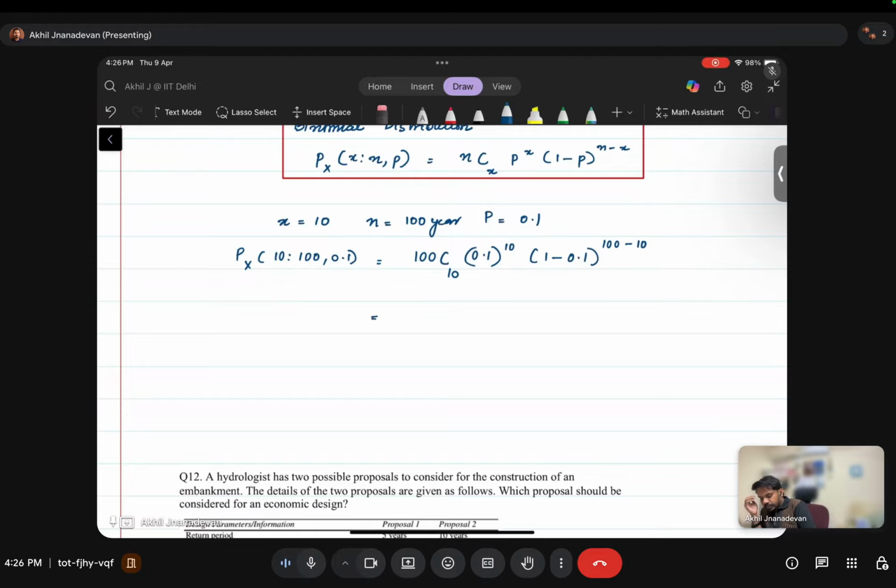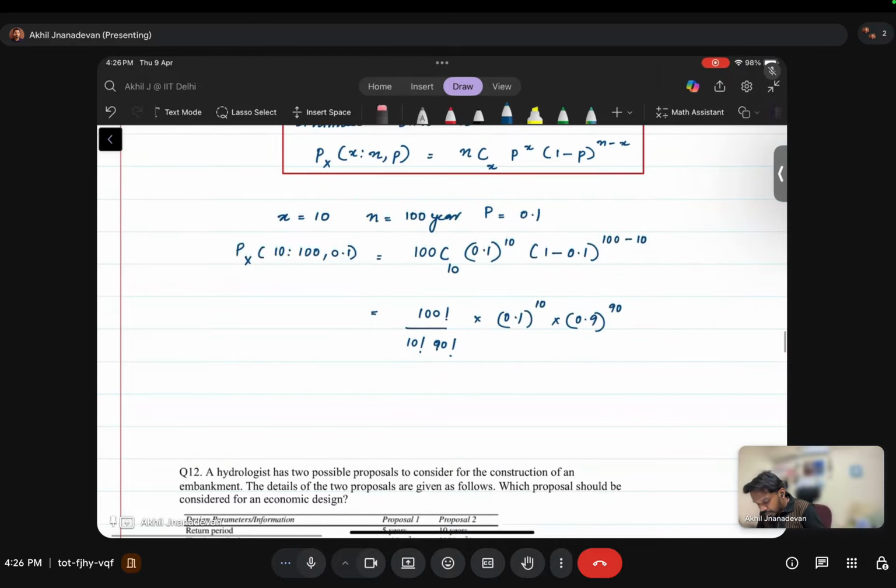So NC10 is nothing but n factorial by r factorial into (n minus r) factorial, that is 100 factorial by 10 factorial into 90 factorial, into 0.1 raised to 10 into 0.9 raised to 90. You can solve this using a calculator, and the final answer will be around 0.1319. So this is the probability of having 10 occurrences of a 10-year flood in a 100-year period.